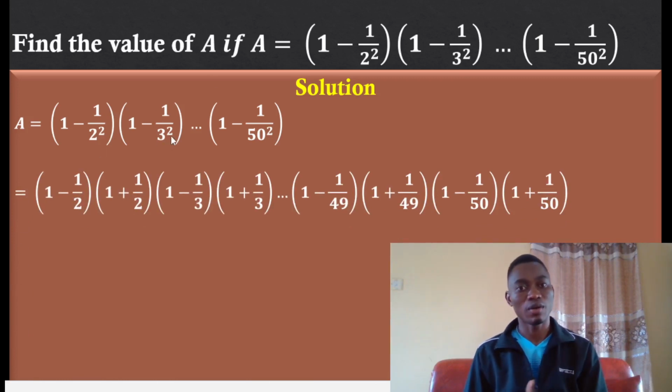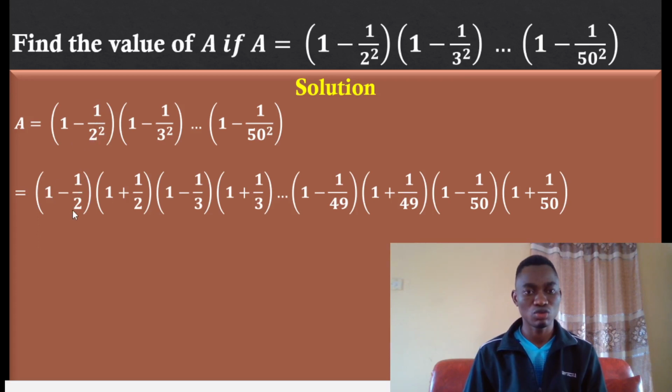Yes, we have been able to express the expressions in the form of difference of two squares. As you can see, 1 squared minus 1 over 2 squared can be expressed as 1 minus 1 over 2, all into 1 plus 1 over 2. That's for this.